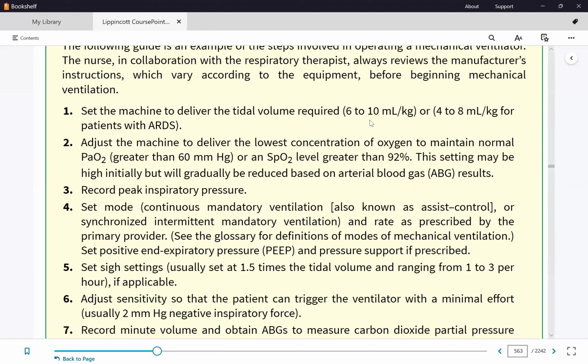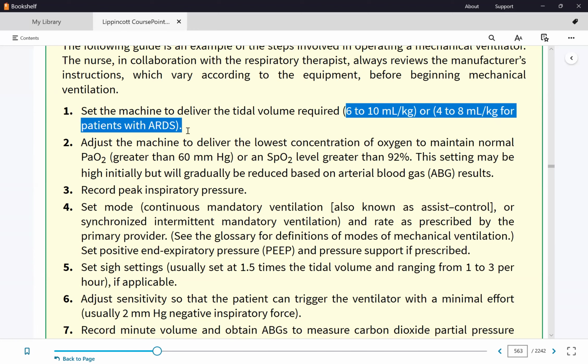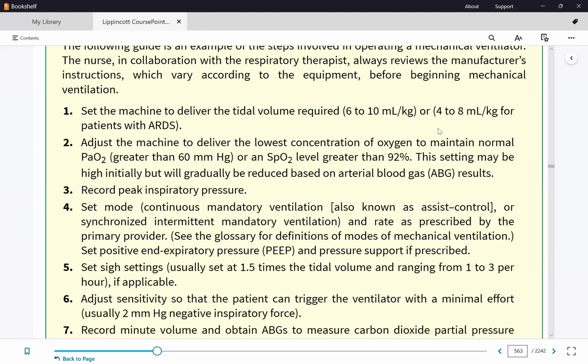There are two methods to do this. Either you measure it using height, but most hospitals measure or calculate the tidal volume using the weight. So it's 6 to 10 mLs per kilogram, or 4 to 8 mL per kilogram for ARDS. Why is it less for ARDS? Remember when we talked about compliance earlier? How much pressure do you require to deliver tidal volume? But how much volume are you able to deliver? Less. Okay, so that's why it's less volume in ARDS.